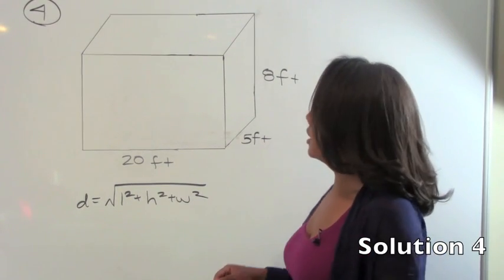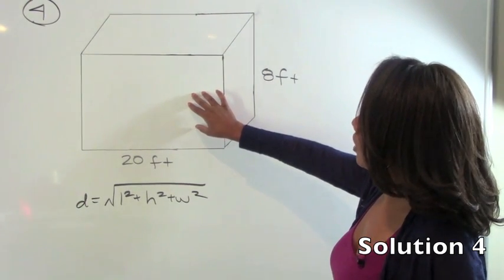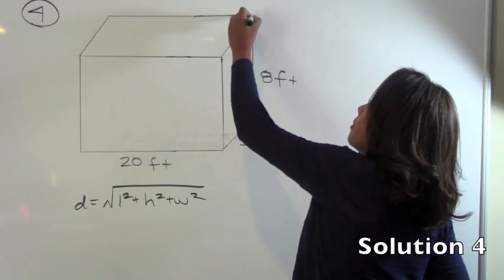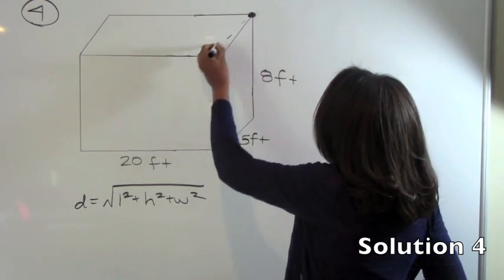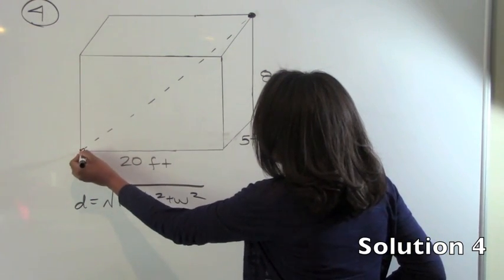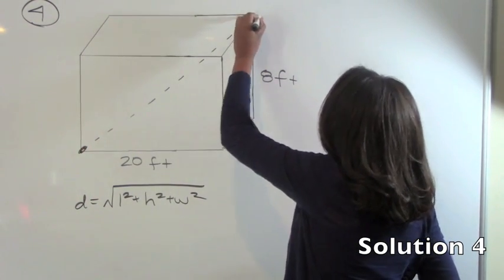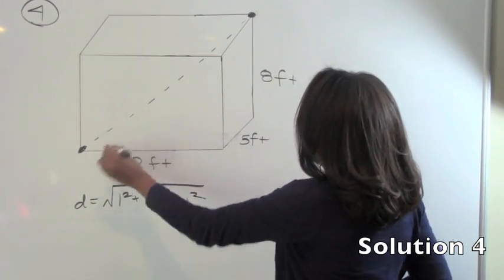Number 4. In number 4, we're asked to find the length of the longest diagonal of this figure. So the longest diagonal could be, let's say, from the upper right back of the box to the lower left front of the box. So we're cutting through the box, and we're going across the box, and we're going from up to down. So that gives us our longest diagonal.